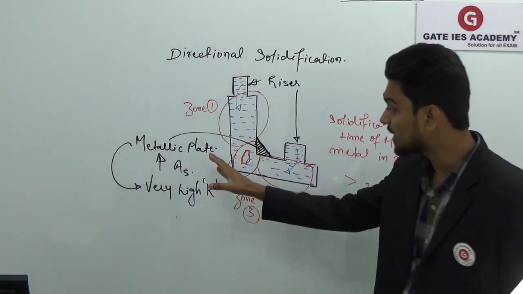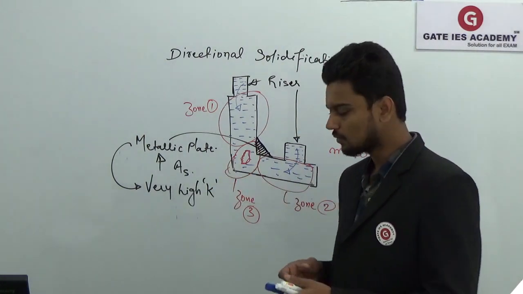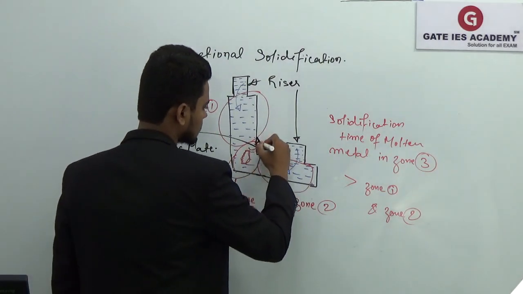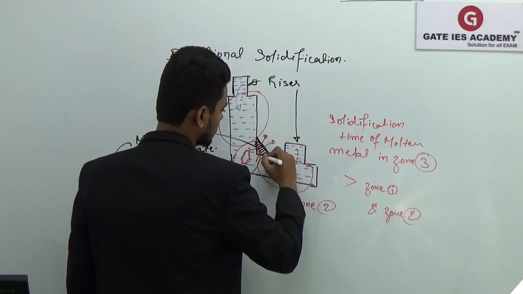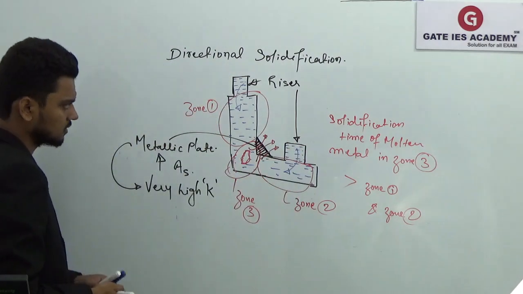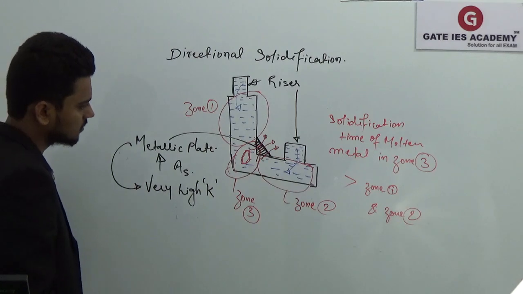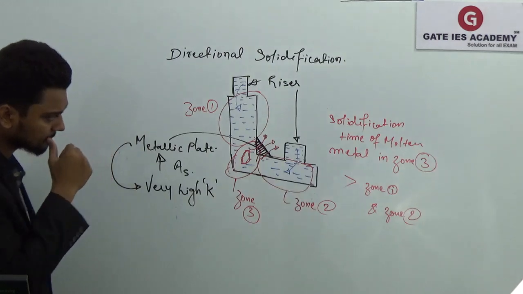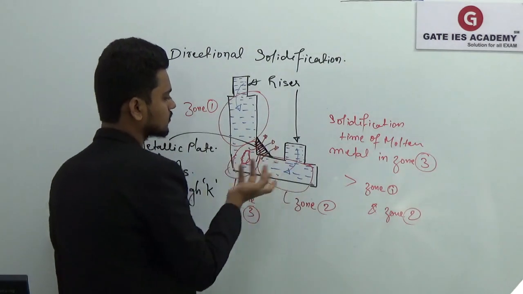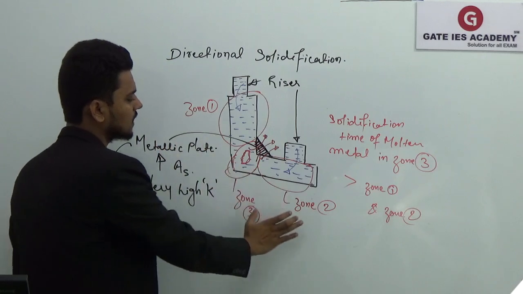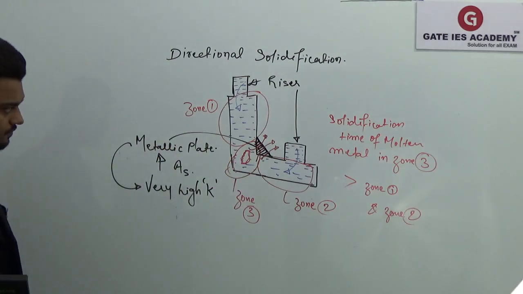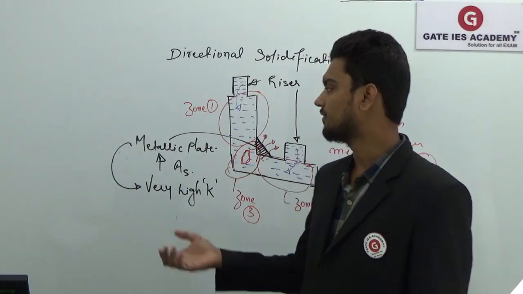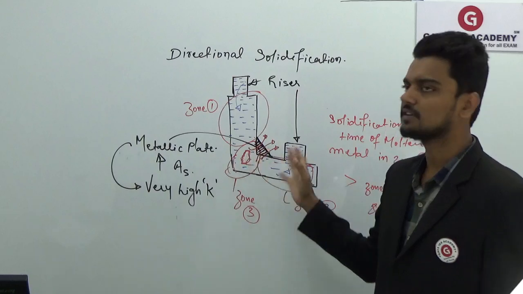And this metallic plate should have very high thermal conductivity. Why? In order to transfer the heat. Obviously, the plate which has very high thermal conductivity will transfer more heat. So we are trying to transfer the heat by using this plate, so that zone 3 will solidify before zone 1 and zone 2, so that you will get your casting free from the defect, which is the shrinkage defect here.